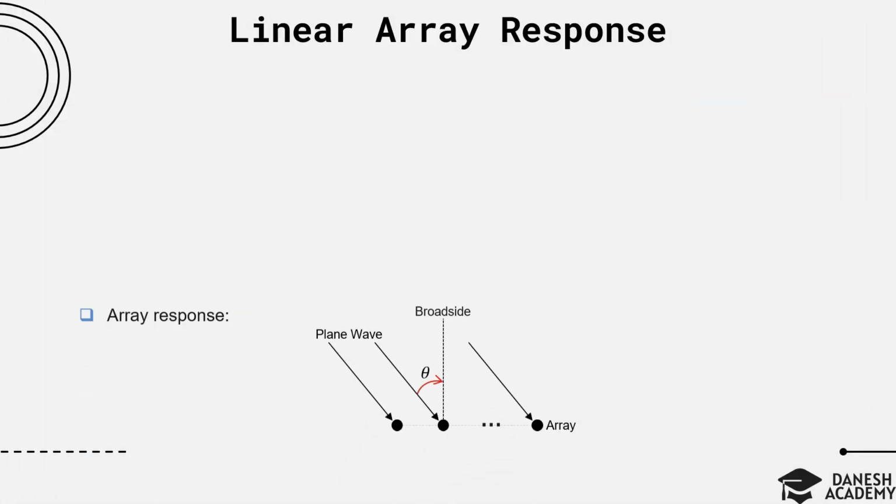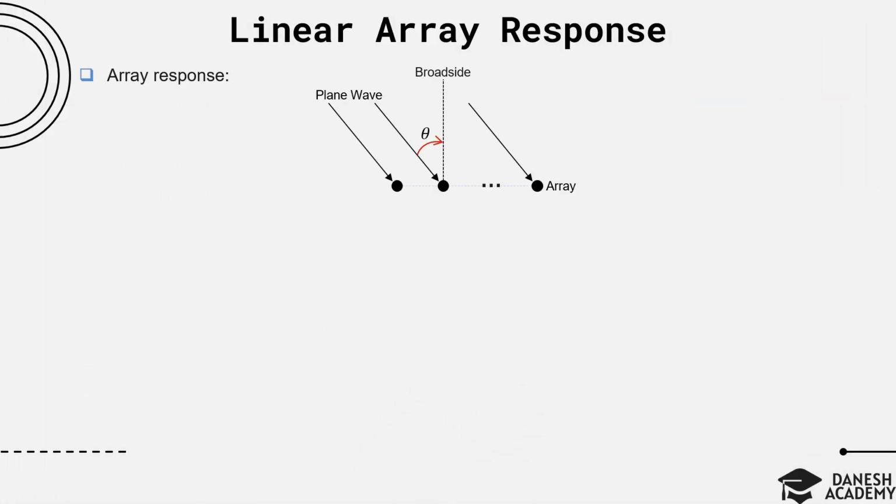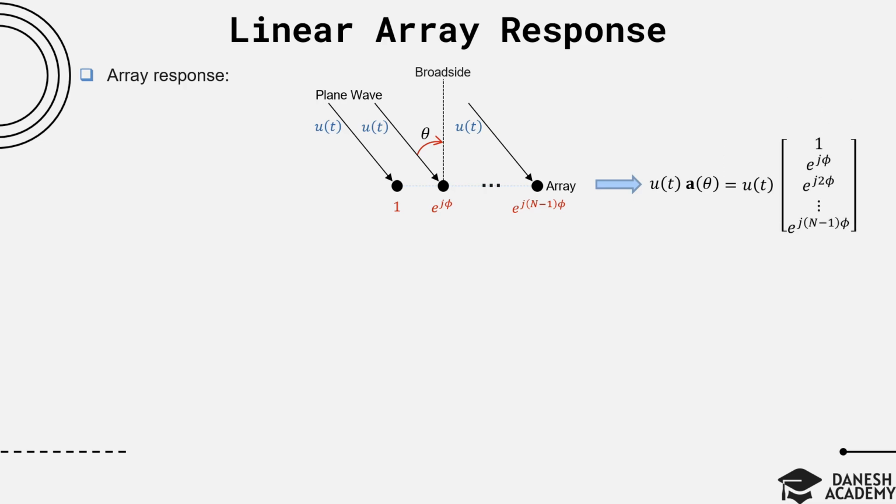Now, using the approximations, we can define the array response. Consider the same linear array where the baseband complex envelope of the received signal at all elements is u of t, and the phase shifts of the received signal at the array elements are 1, e to the j phi, to e to the j (n minus 1) phi, where n here is the number of array elements. The received signal from all array elements can be written in the vector form as u of t times a of theta, where a of theta is a vector of size n containing all phase shifts.